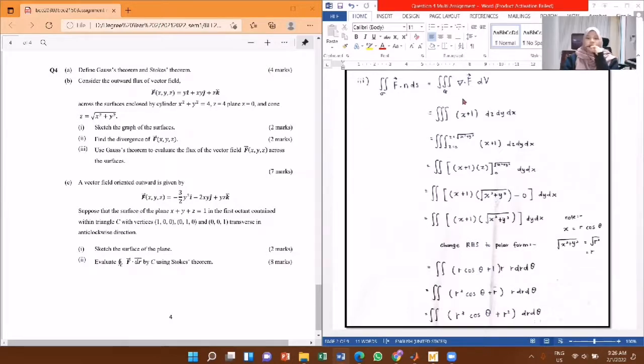So first we need to integrate the divergence, and then we will get x plus 1 multiplied with the square root of x squared plus y squared, and then from this we change it to the polar form. So we will get r cos theta plus 1 for x plus 1, and the square root of x squared plus y squared we will get r. So this is r, and then we multiply with r dr d theta, and then from this I will simulate to get the answer.